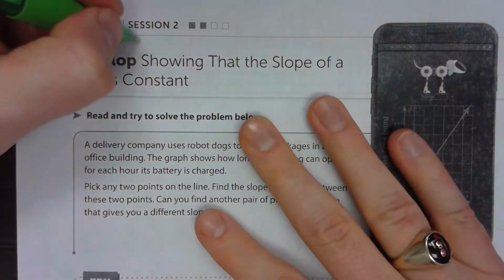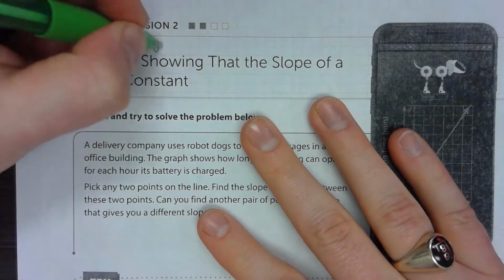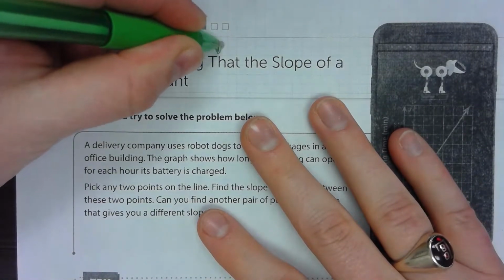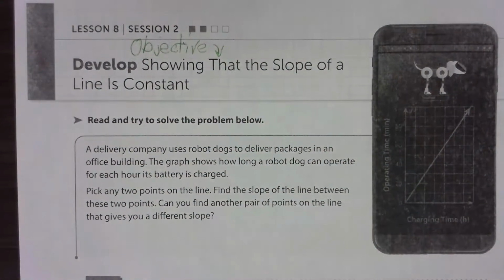This is basically our objective today. Our objective is to show that the slope of a line is constant. We are going to show that the slope of a line is constant.